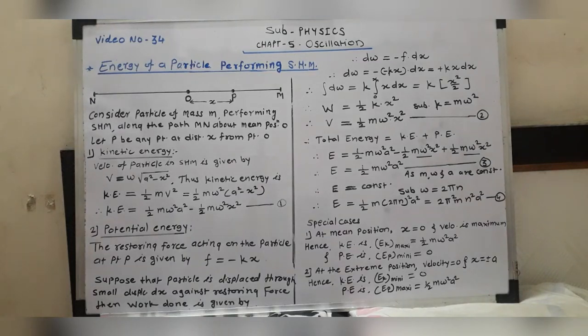These are the special cases for the energy of a particle performing SHM. Also, this is seen in the diagram in the textbook for the energy of a particle in SHM, and you can draw this diagram if you are asked for the special cases for the mean position and extreme position. Okay, you have to understand this energy of SHM.